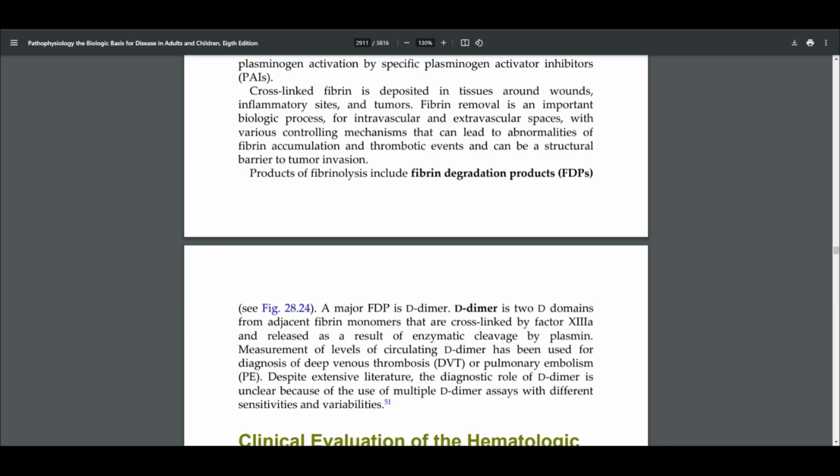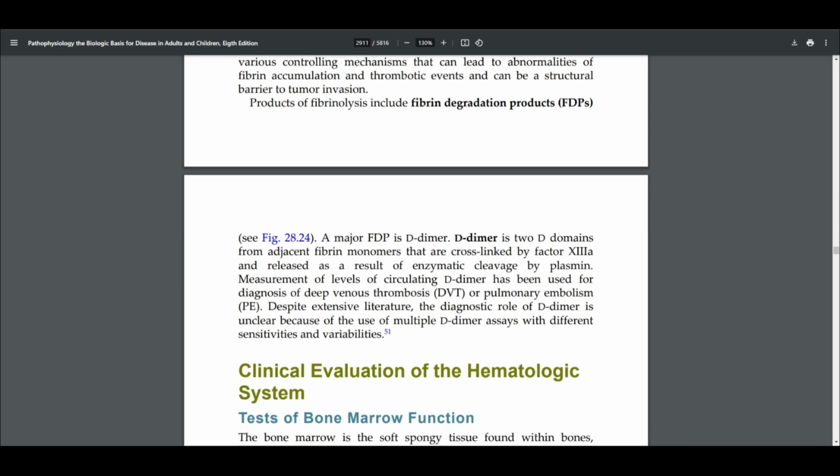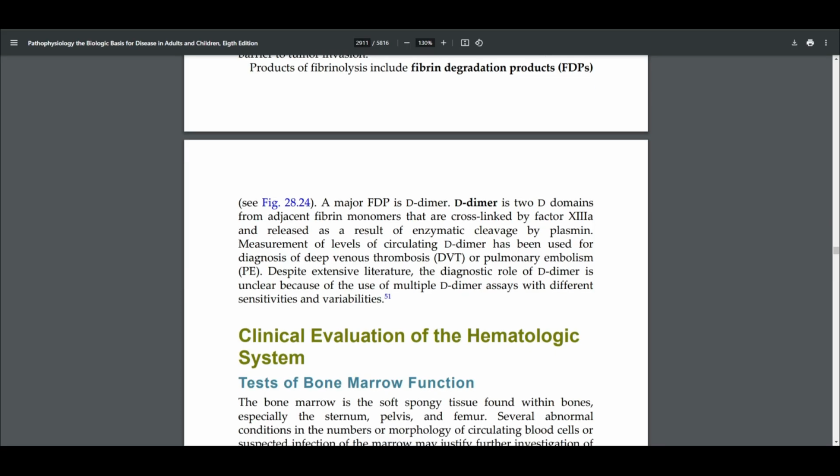A major fibrin degradation product, or FDP, is D-dimer. D-dimer is two D domains from adjacent fibrin monomers that are cross-linked by factor 13A, and released as a result of enzymatic cleavage by plasmin. Measurement of levels of circulating D-dimer has been used for diagnosis of DVTs and PEs. Despite extensive literature, the diagnostic role of D-dimer is unclear because of the use of multiple D-dimer assays with different sensitivities and variabilities.